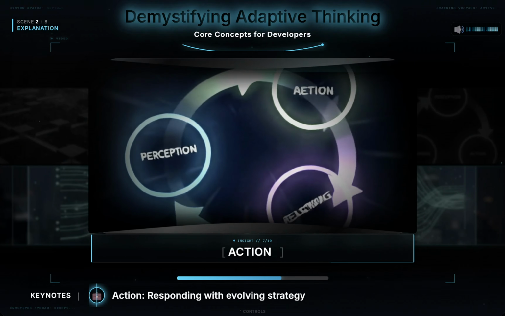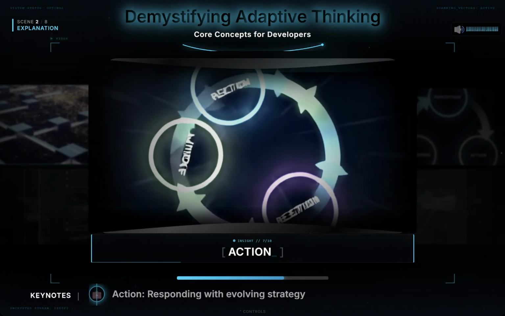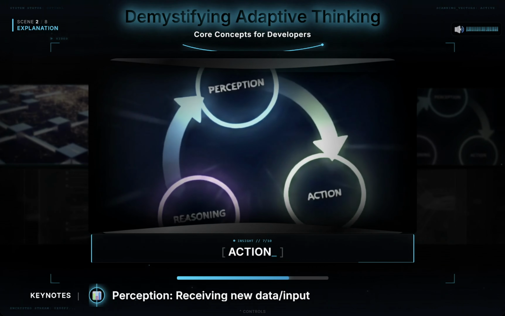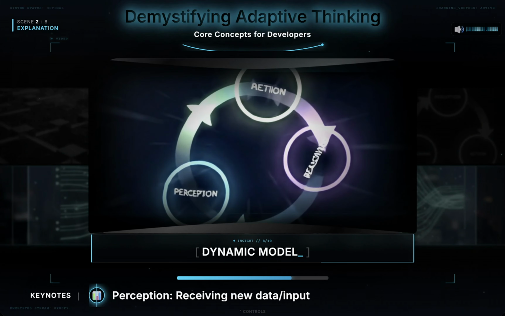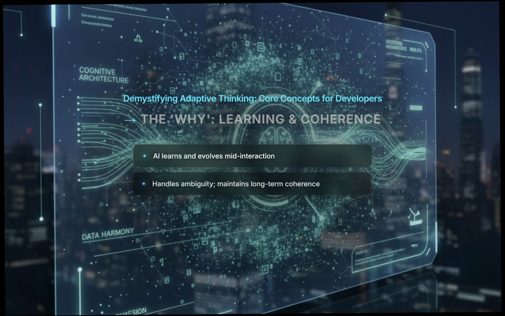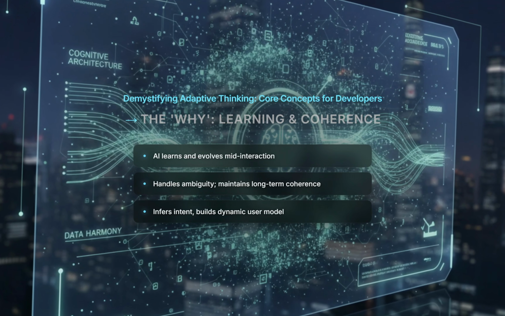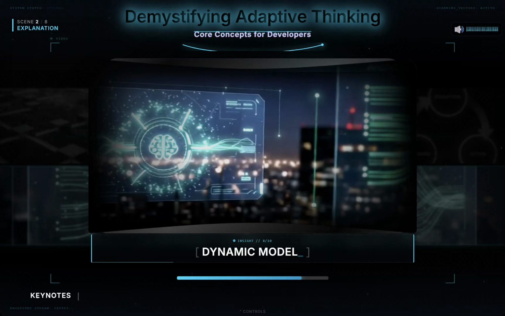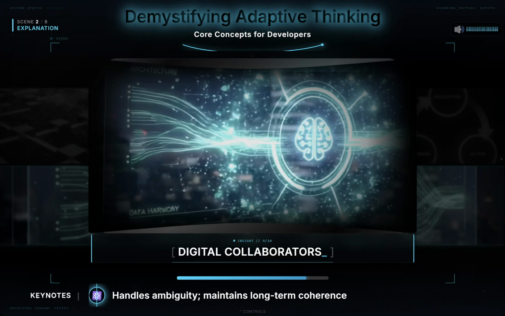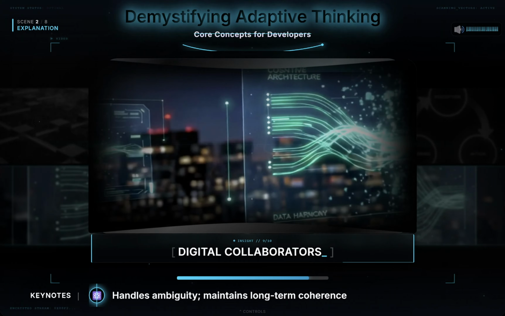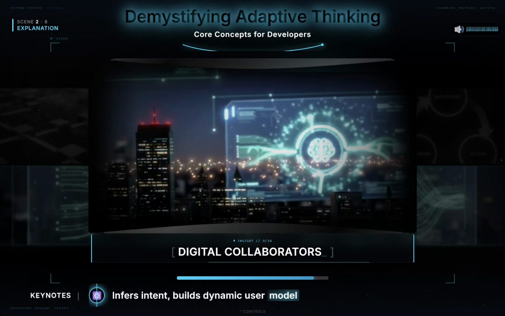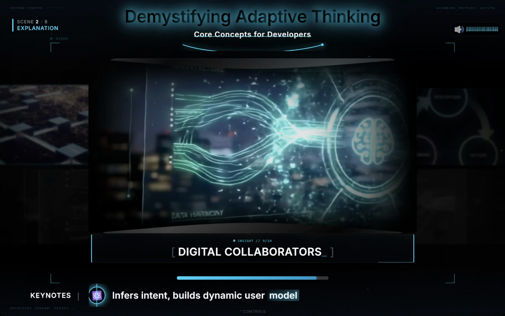This isn't just a developer concern. It fundamentally changes how product managers design user flows, requiring them to think about dynamic, evolving user journeys, rather than static conversational paths. The power here comes from the AI's ability to truly learn and evolve throughout an interaction, rather than restarting its thought process with each new prompt. It can handle ambiguity better, maintain coherence over longer, more complex dialogues, and even infer user intent that isn't explicitly stated, because it's building a dynamic model of your goals. This lays the groundwork for truly intelligent agents, moving beyond sophisticated chatbots to genuine digital collaborators.